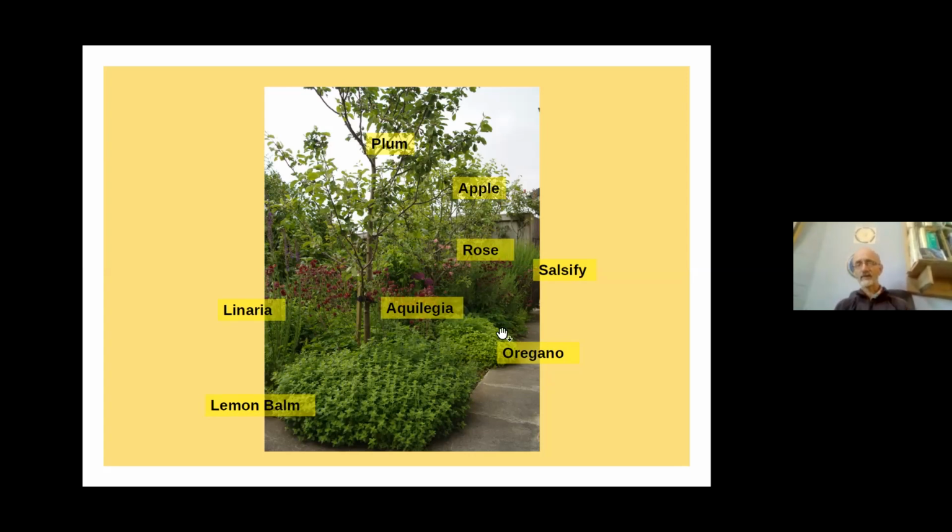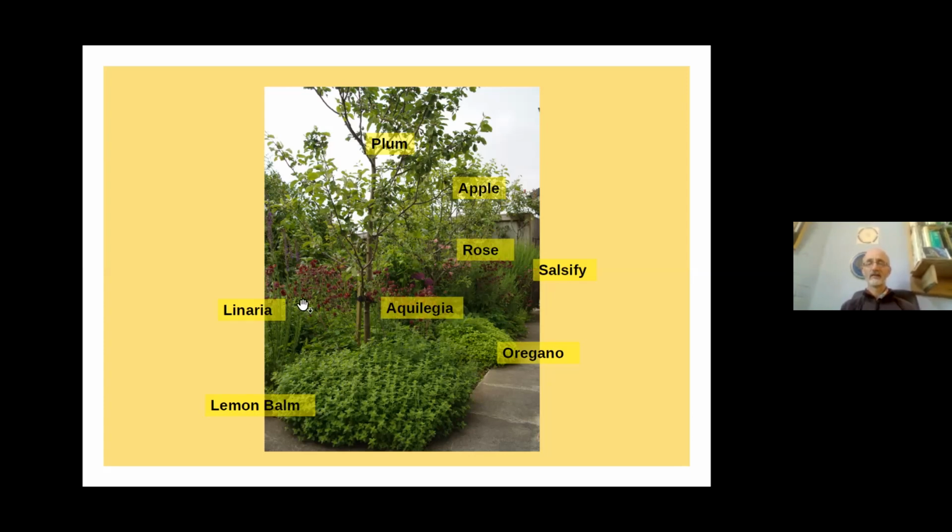Then underneath that, in this case, we've got a rose here. So that provides blossom, of course, both in terms of nectar for insects, and also the beauty of it is very important to Jennifer. And then it produces rose hips in the autumn as well. So it's kind of a double or triple yield plant, really.